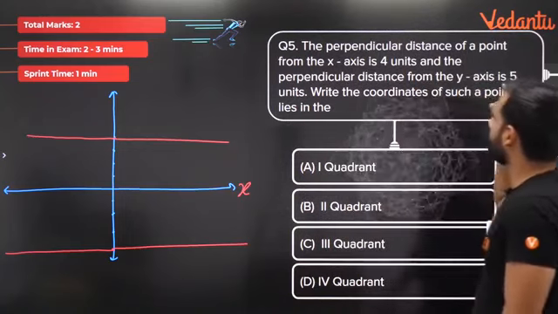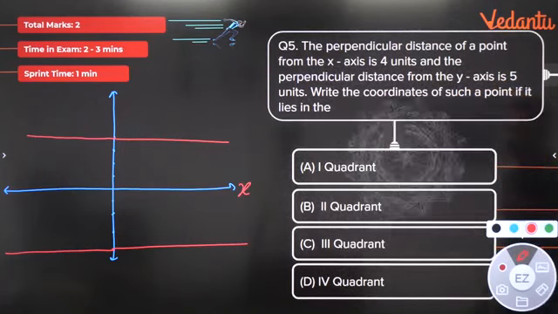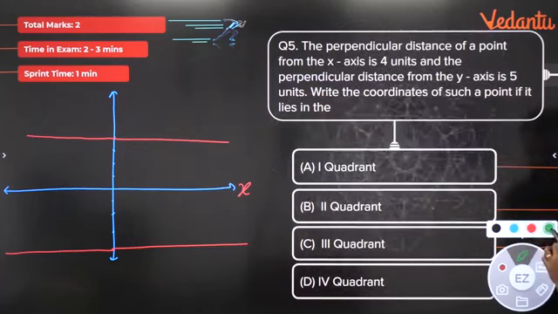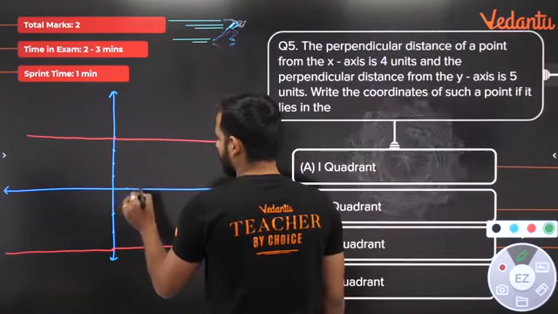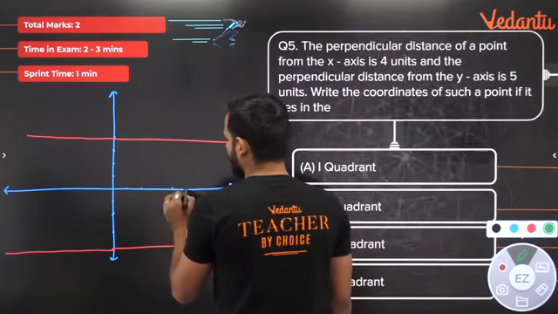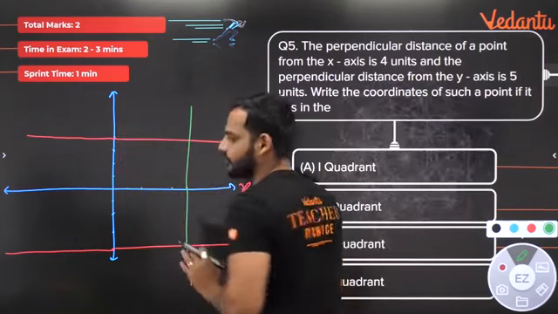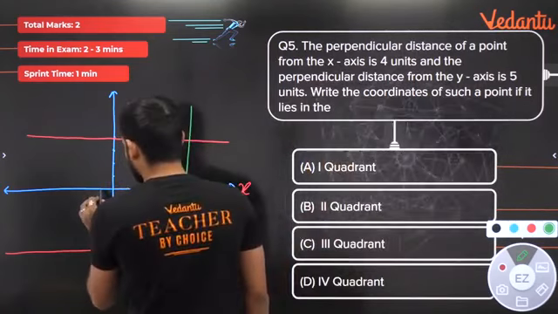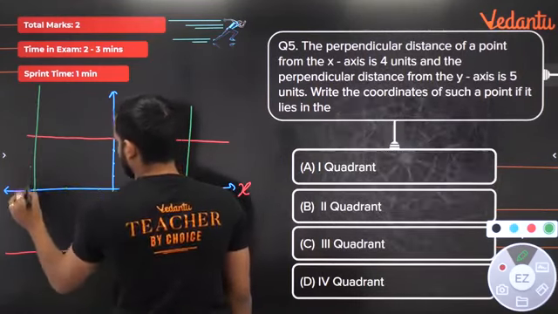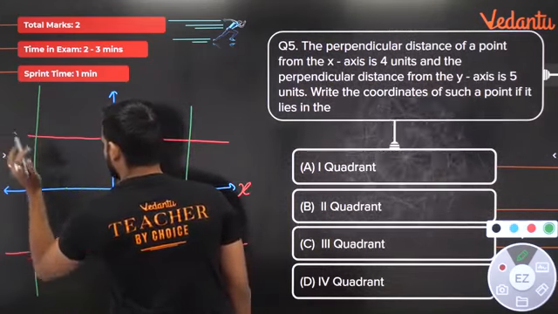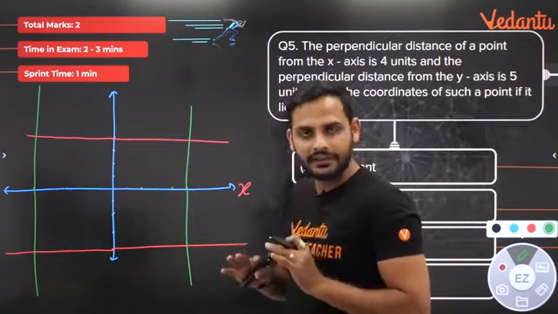Now the next part they are saying is that the perpendicular distance of the point from the y-axis is 5 units. So we want to draw a line at a distance of 5 units from the y-axis. If this is your y-axis, 1, 2, 3, 4, 5. This green line is at a distance of 5 units from the y-axis. Similarly, one more line can be drawn here as well, 1, 2, 3, 4, 5, again at a distance of 5 units. Now wherever these lines intersect, those are my required points.